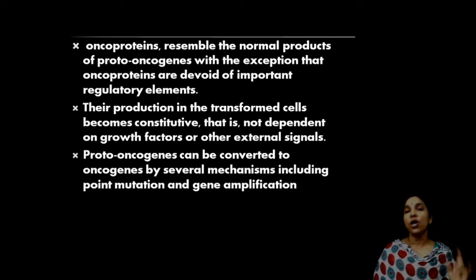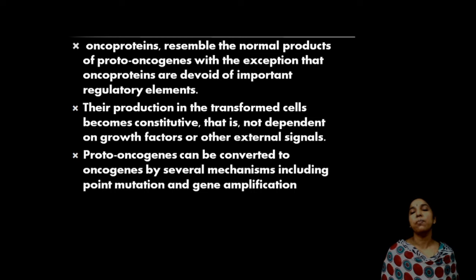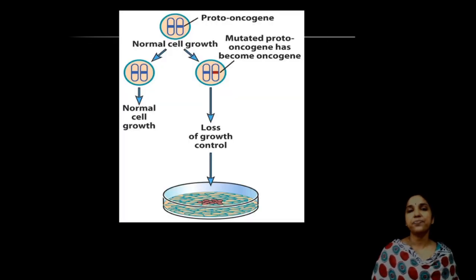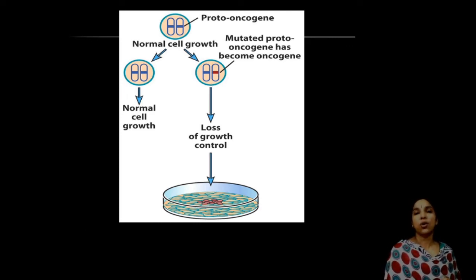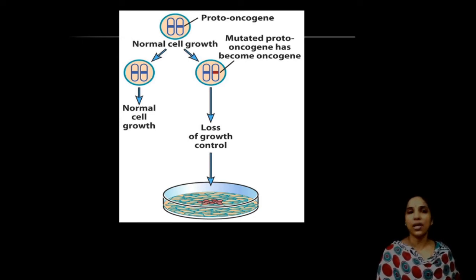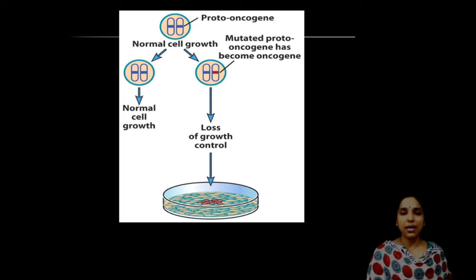Maybe deletion, duplication or translocation, or maybe gene amplification. Clear? In this picture you can see a proto-oncogene in normal cell growth. On one side you can see normal cell growth; on the other, a proto-oncogene becomes mutated, and it goes out of the normal controlling signal system. They lose that normal condition, and the growth control is not there. It will grow abnormally and results in cancer.